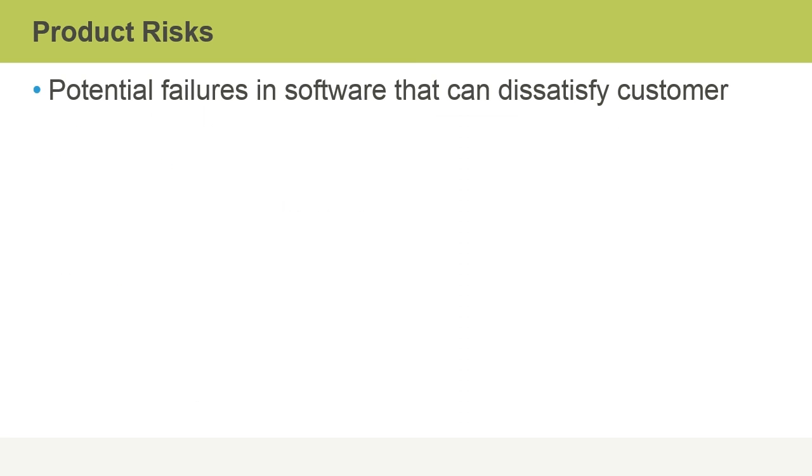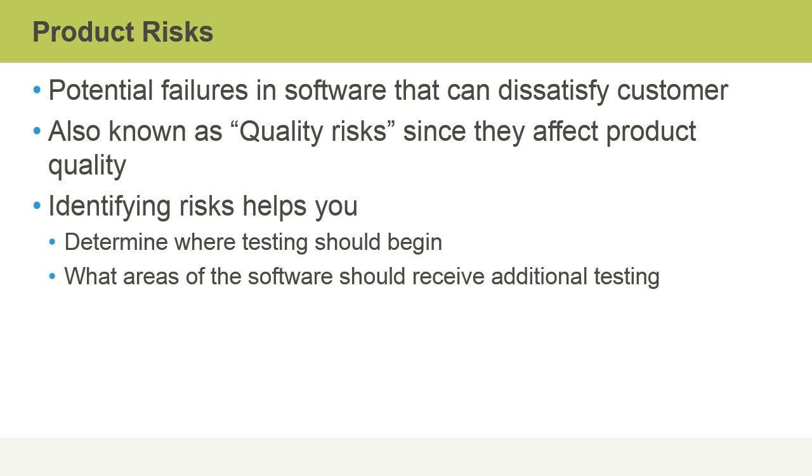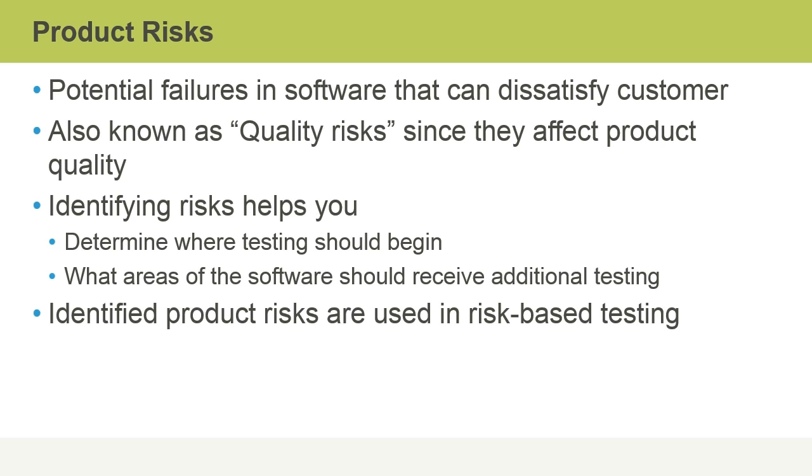Product risks are potential failures in the software that can make the customer unhappy with the product. This type of risk is known as a quality risk, since this type of risk affects the product quality and the perception of product quality. Identifying product risks can help pinpoint where testing should begin, and it can also determine the areas of the software that should receive additional testing. Risk-based testing, in fact, uses identified product risks to plan testing activities.